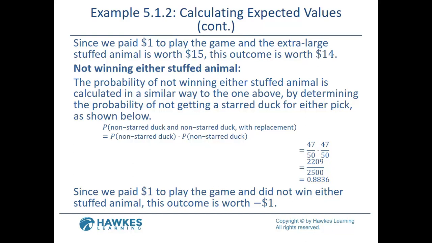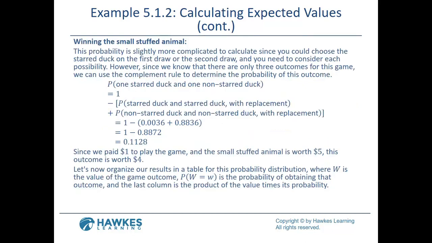Now, remember, I said there was 3 outcomes. So you could either win a large, a small, or not win at all. We've just figured out not winning and getting the large one. What about the small one? Now, for our small one, this one is a little bit more complicated, okay? Because I could get a star duck on the first draw, or I could get a star duck on the second draw, but I only get 1 star duck.